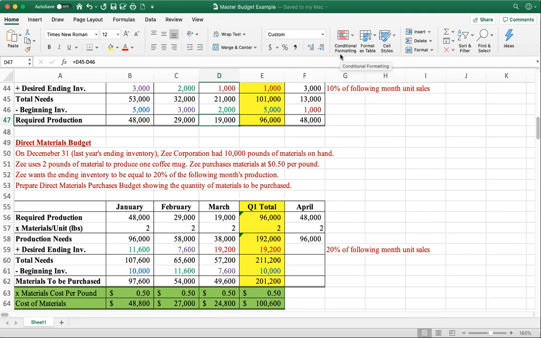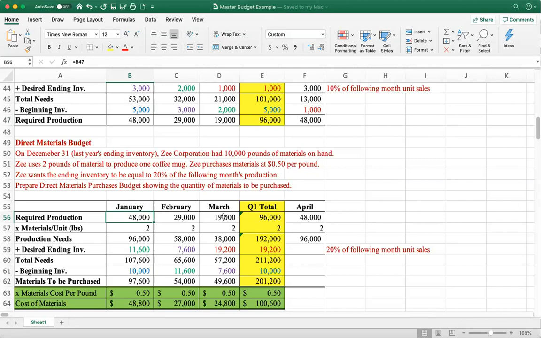Now, the production budget says that you need 48,000 units in January. So we have a required production of 48,000 units, then 29,000 in February, so we have 29,000 from the production budget, and then 19,000 in March.